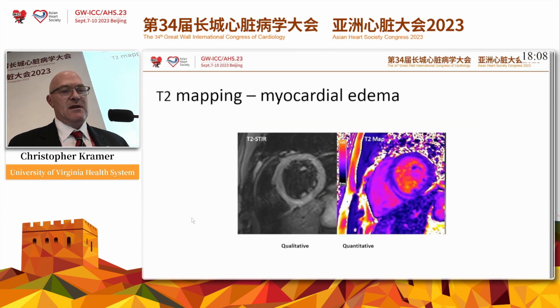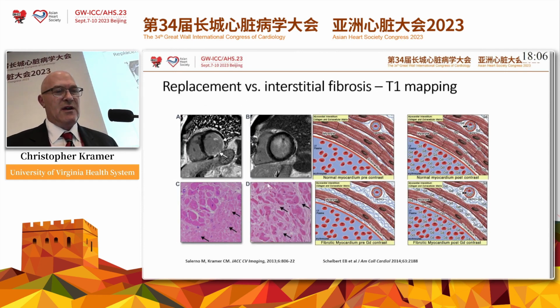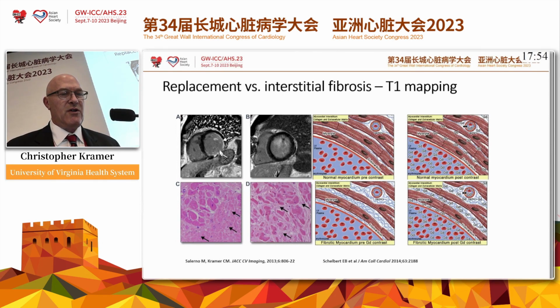But in cardiomyopathies, all is not replacement fibrosis. There's interstitial fibrosis as well. The left set of panels is from a paper we wrote about 10 years ago in JACC Imaging. On the left, you see a patient with myocardial infarction. If you biopsied them, they had confluent necrosis, and you image that by late gadolinium enhancement.